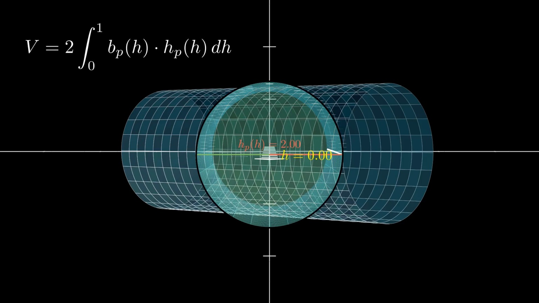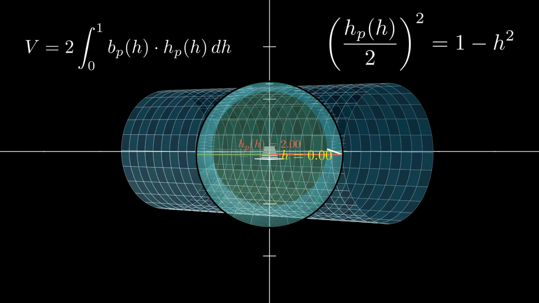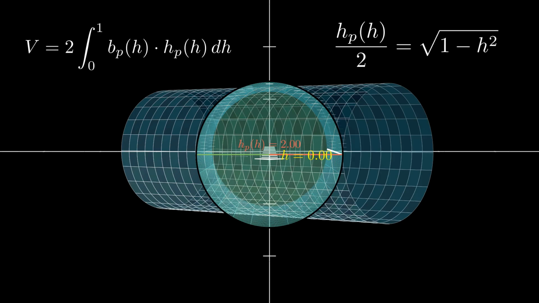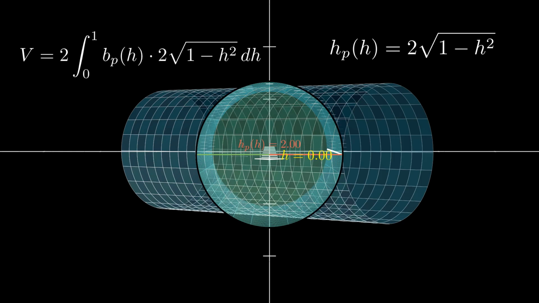Now, let's define the base and height functions of this parallelogram. Since r is always 1, we can use the Pythagorean theorem to write the following equation. Let's solve this for h sub p. After that, we can substitute this result into our original integral. But what about the b sub p function?